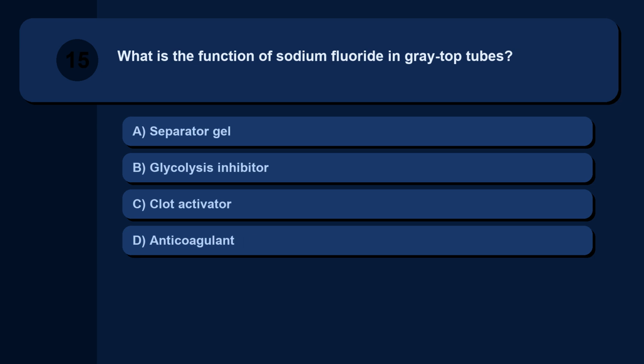Question 15. What is the function of sodium fluoride in gray top tubes? Separator gel, glycolysis inhibitor, clot activator, anticoagulant.